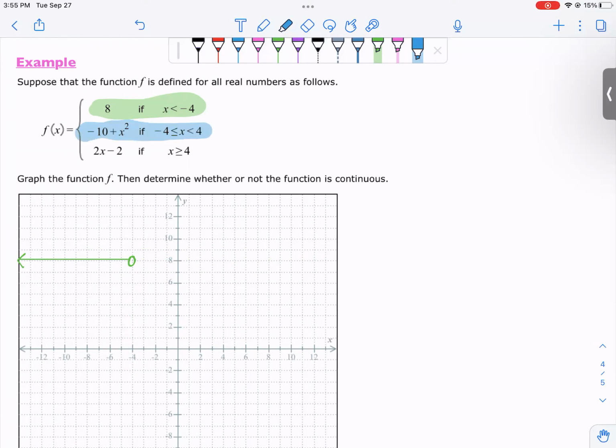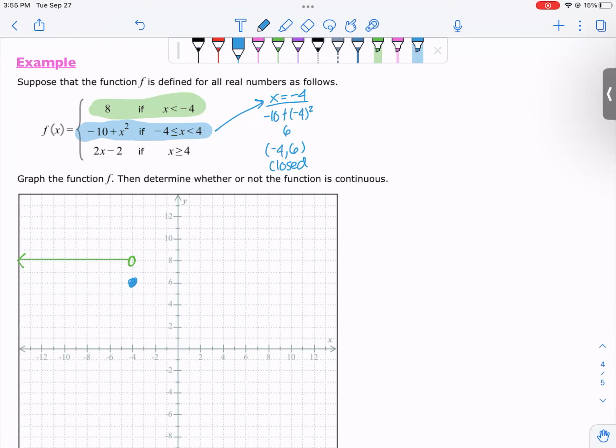Next portion, -10 plus x squared. At -4, if you plug -4 in, you're going to get -10 plus -4 squared. That's going to give you -10 plus 16, 6. So this is the point -4, 6. There's an underline, so it's a closed circle. -4, 6, closed circle.